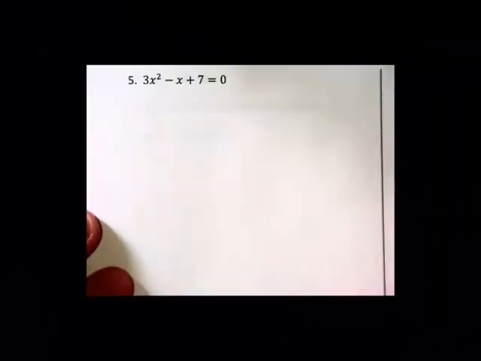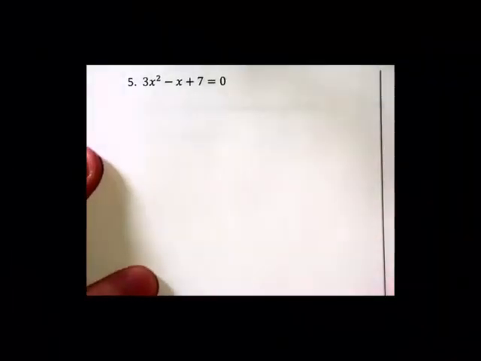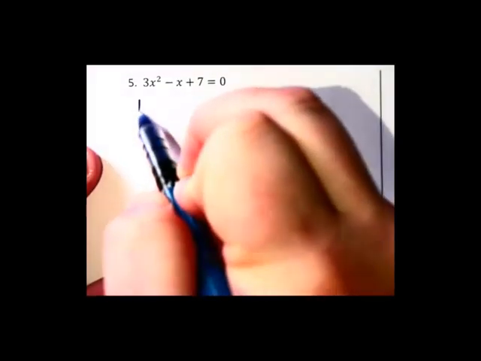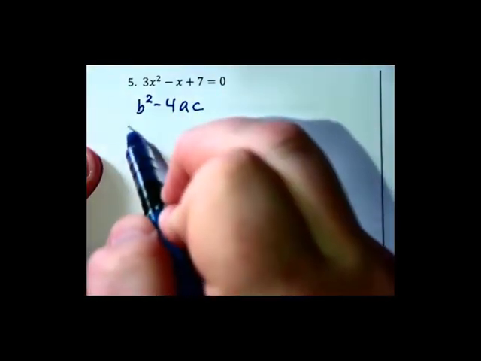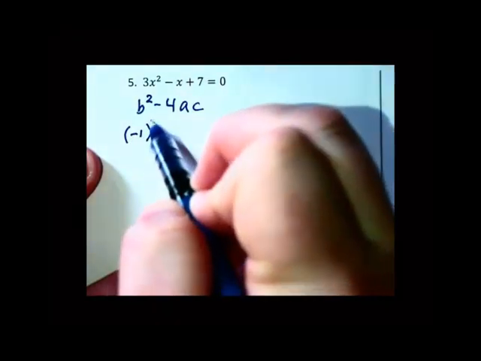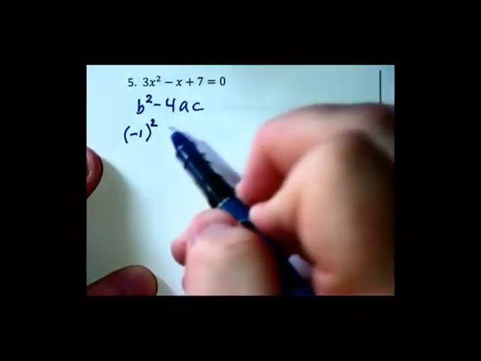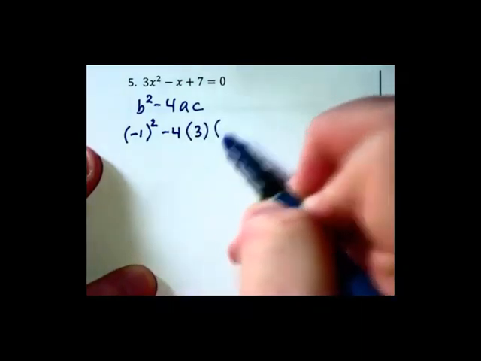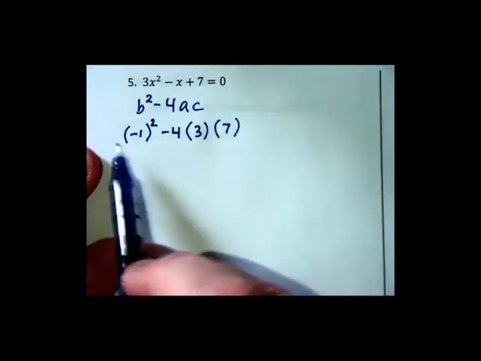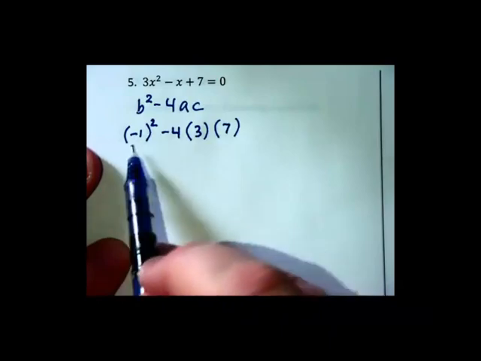Again, I would try factoring this, but we see that it doesn't factor. Let's go straight to b squared minus 4ac. b is -1, which is going to get squared, minus 4 times the a, which is 3, and the c, which is 7. Notice I wrote parentheses around the -1.